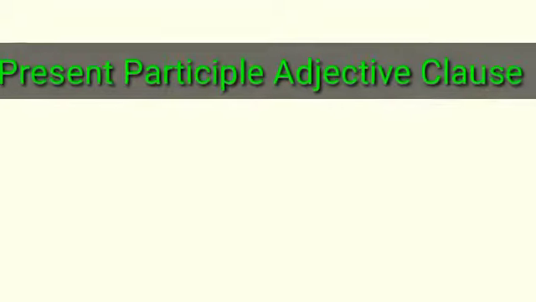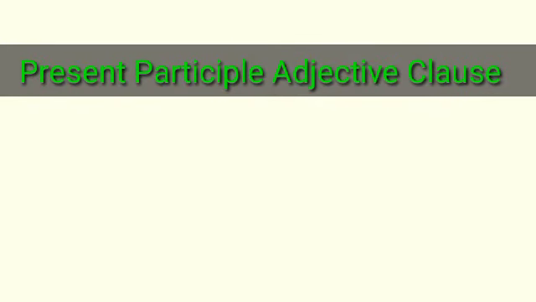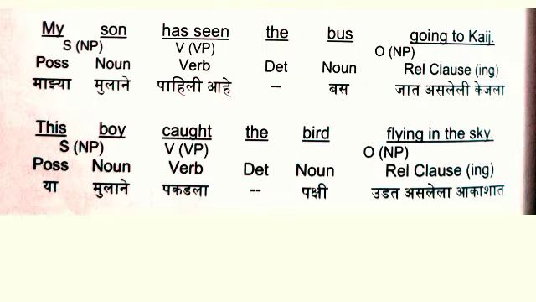Let's understand present participle adjective clauses. Present participle adjective clauses are introduced with the help of a participle. As they function as adjectives, they are called adjective clauses. Have a look at these examples analyzed here so that you can understand what present participle clauses are. My son has seen the bus going to the city. Going to the city is a relative clause.